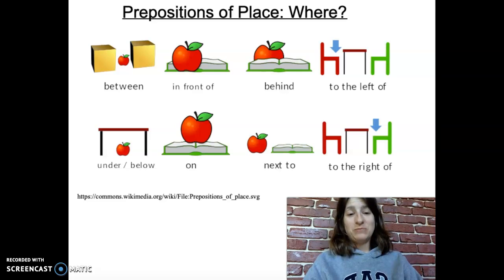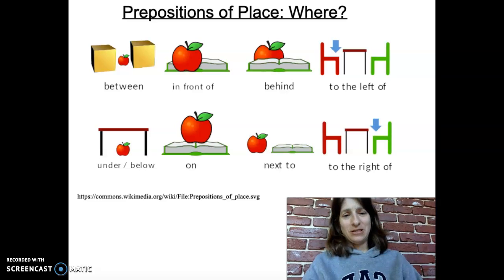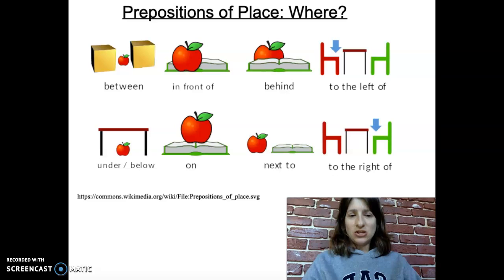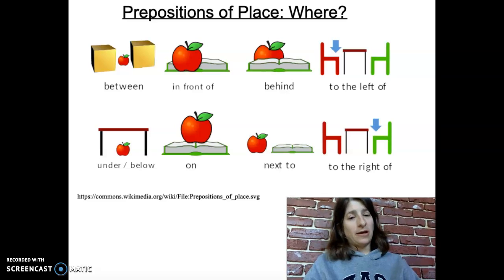Today's topic is prepositions. Prepositions are usually little words, not always, but usually little words that show us relationships to other words. It's like how the words go together. Many prepositions that you might learn early on in learning English are prepositions that show us the place or show us where things are.